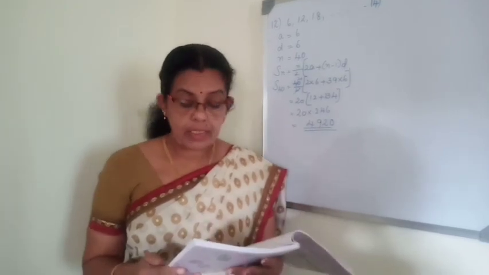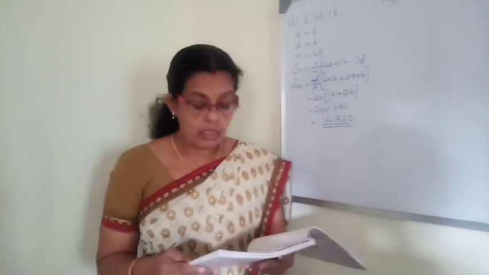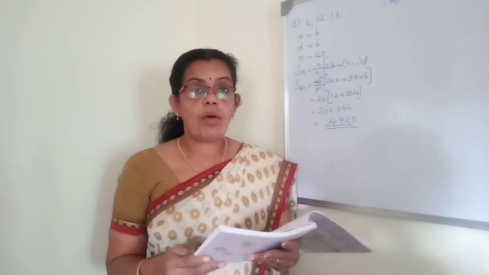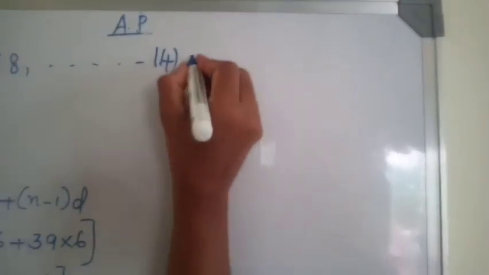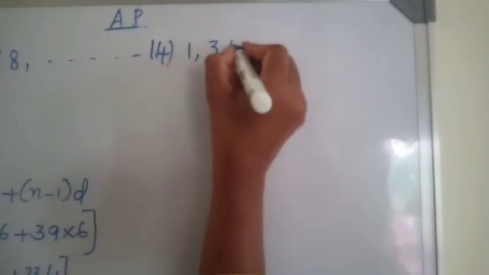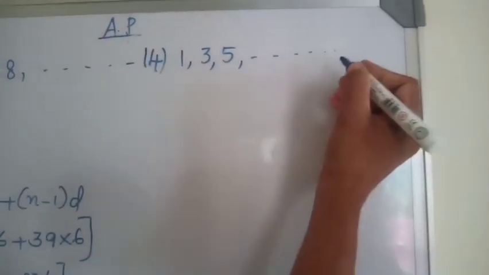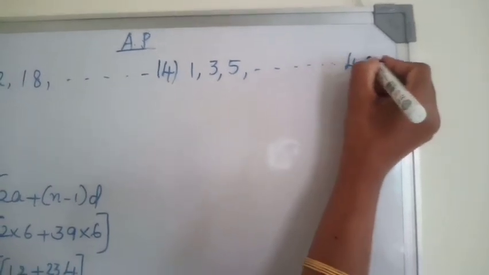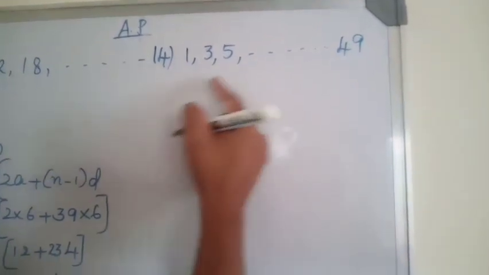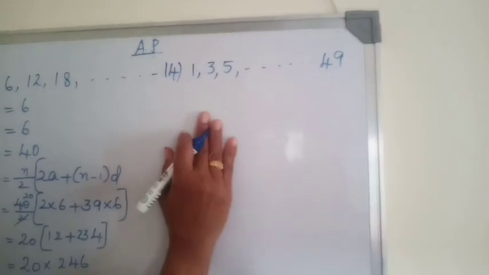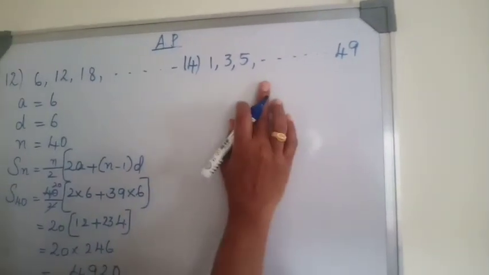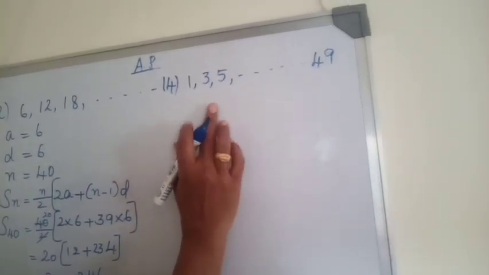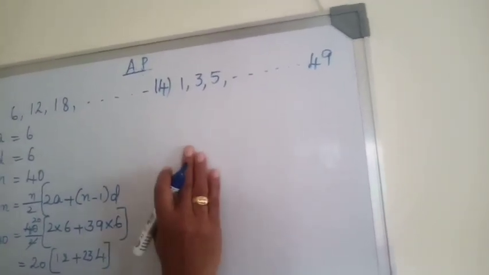Next, 14th question is, find the sum of the odd numbers between 0 and 50. So what are the odd numbers? 1, 3, 5, etc. The last number is 49 before 50. So we got the AP. We wanted to find the sum. But here, how many odd numbers are there from 1 to 50? It is not given. So we have to find out first the number of terms n, then find out the sum.